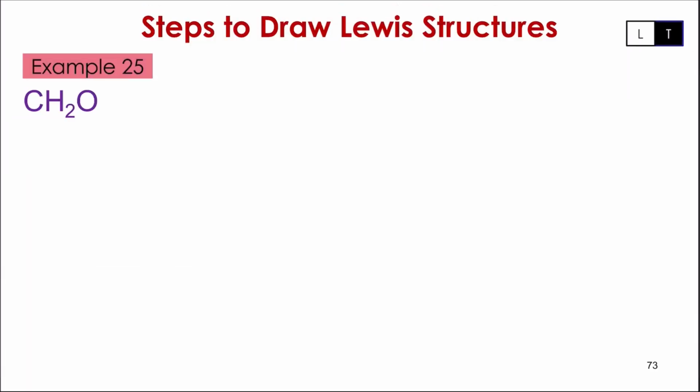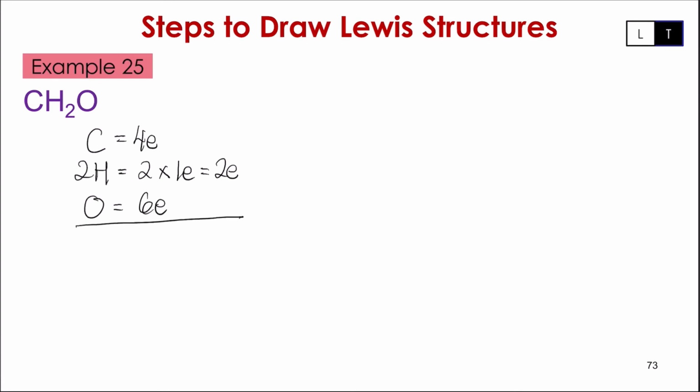Next, let's go with the last example, CH2O. So I have carbon, 4 electrons, and then 2 hydrogens means 2 times 1 electron, so I got 2, and oxygen means 6 valence electrons. So the total will be 12 valence electrons. Now, determine the central atom. Carbon will be the central atom because carbon is more electropositive than oxygen. Hydrogen will not be central. So, draw the carbon. It is bonded to 2 hydrogens and 1 oxygen.